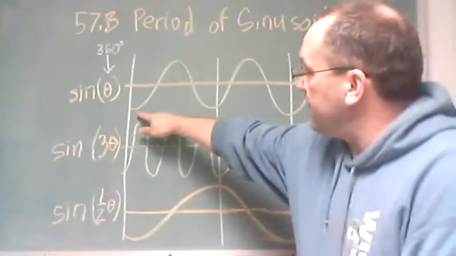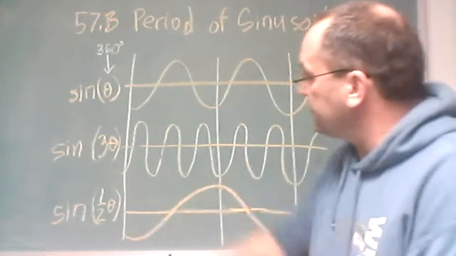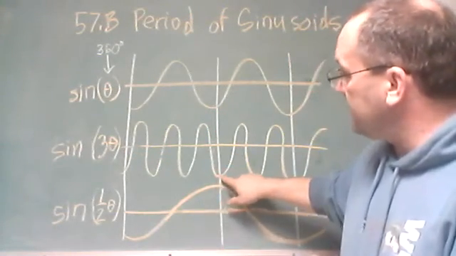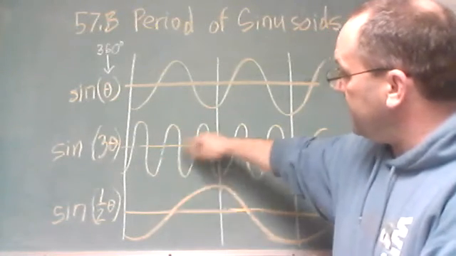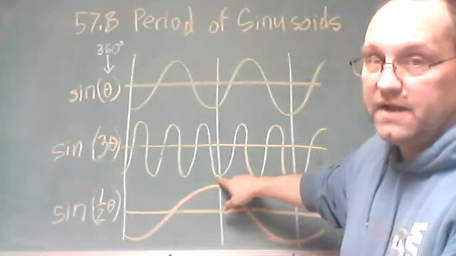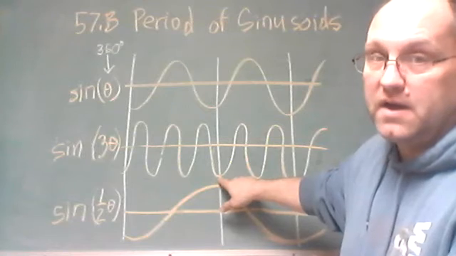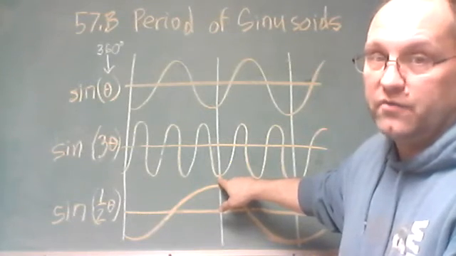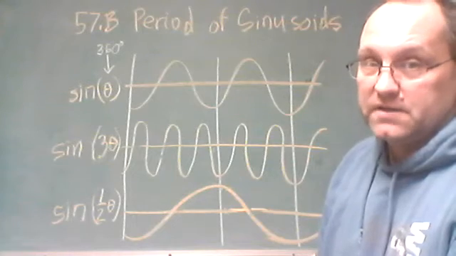Here it repeats every 360 degrees. When we multiply the variable by 3, we notice it causes 3 repetitions of the sine function within that 360 degrees. The period has now become 120 degrees. Every 120 degrees it repeats.